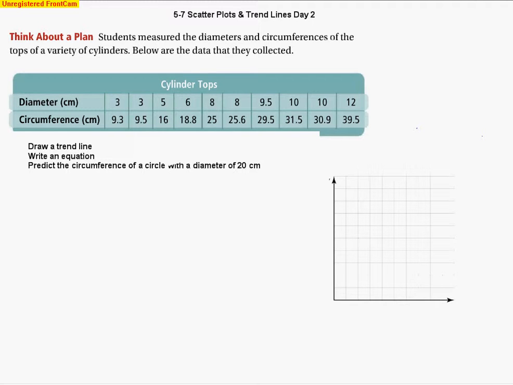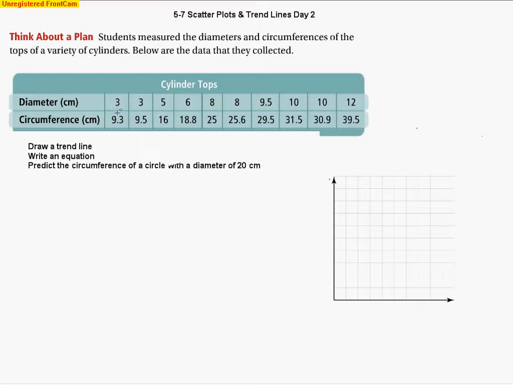This is Chapter 5, Section 7, titled Scatter Plots and Trend Lines, day number 2. So let's take a look at our first problem here, and it's asking us to come up with a scatter plot for the information below. Students measured some diameters and circumferences of tops of a variety of cylinders, and below are the data they collected.